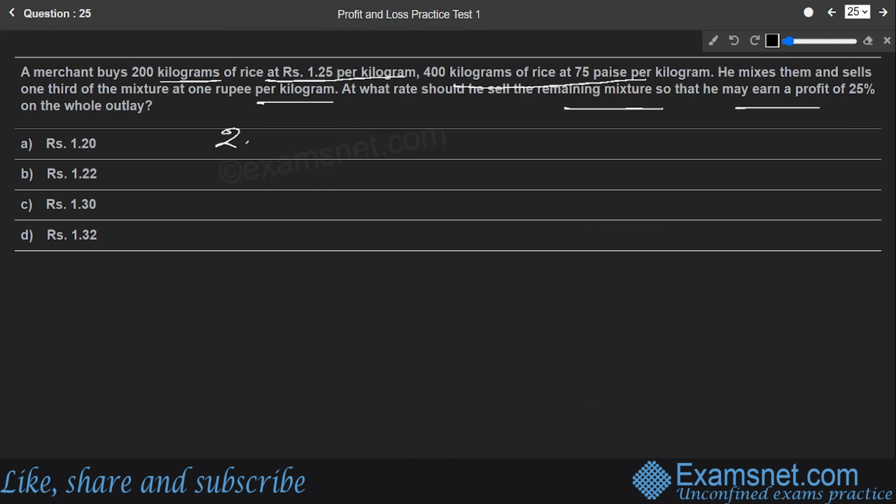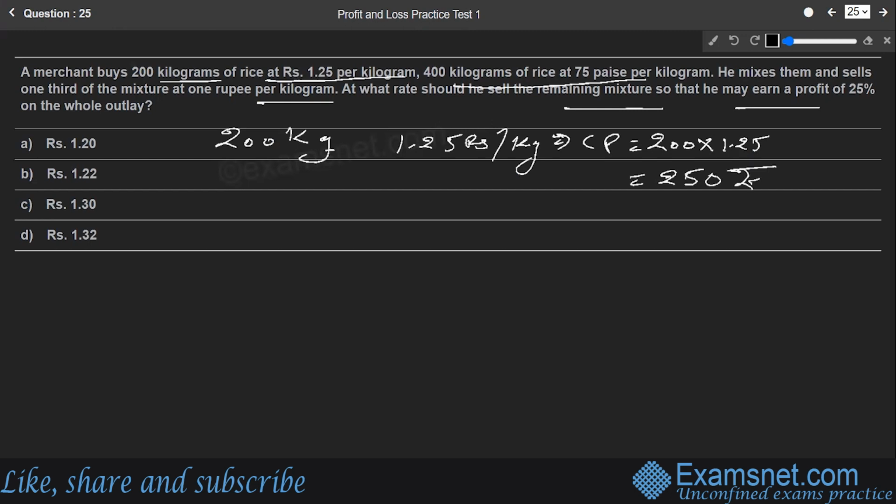The first quality is 200 kg quantity, and the rate is 1.25 rupees per kg. This is the first quantity. So how much is the cost price of this? The cost price is going to be the multiplication of them, 200 kg at the rate of 1.25 rupees. This brings out to be 125 into 2, that is 250 rupees. Okay, so the first cost price is 250 rupees.